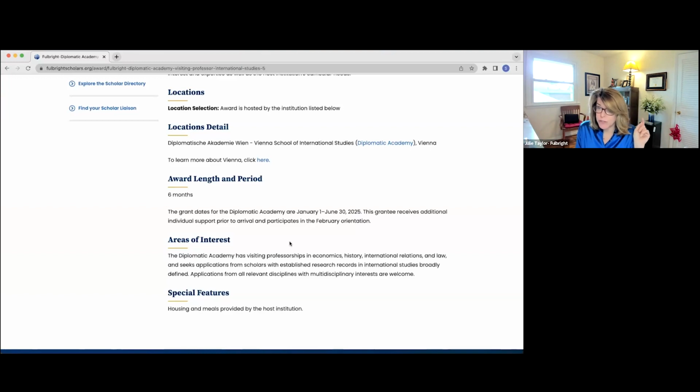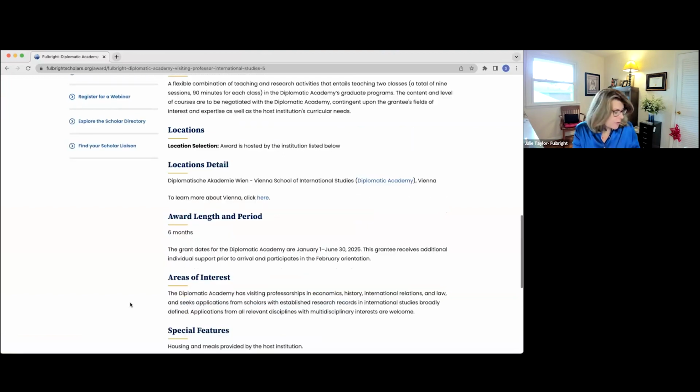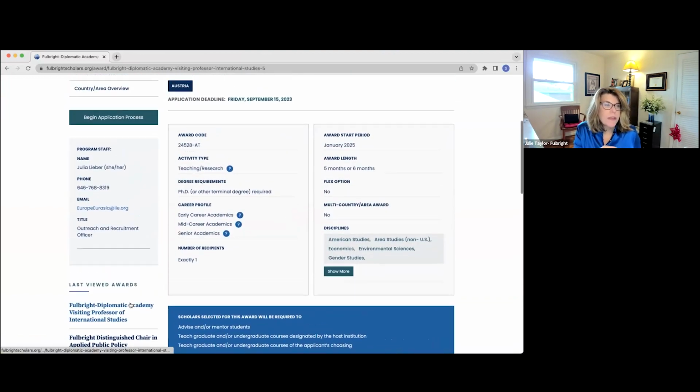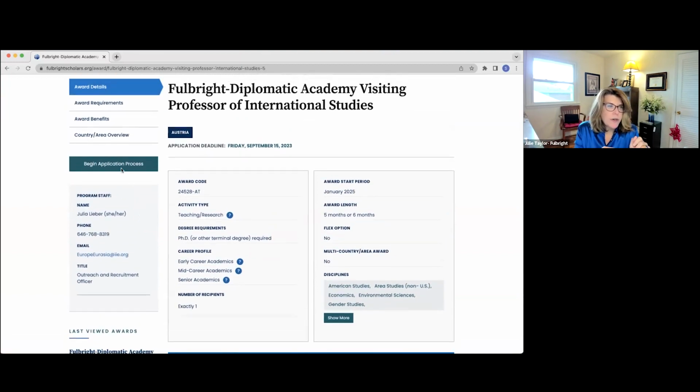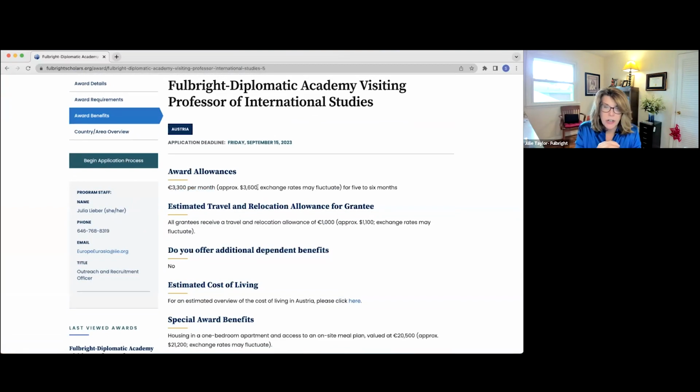And the special feature here, which is a really important special feature that I'm hoping to change our catalog so you can actually search on it next year, is that they offer housing and meals. That is huge, because look at the amount of the stipend. If you could go to the top, and over to the left to award benefits. So it's 3,600 a month, approximately, because it's in euros. And then you're also getting the housing and the meals. So that is quite substantial.